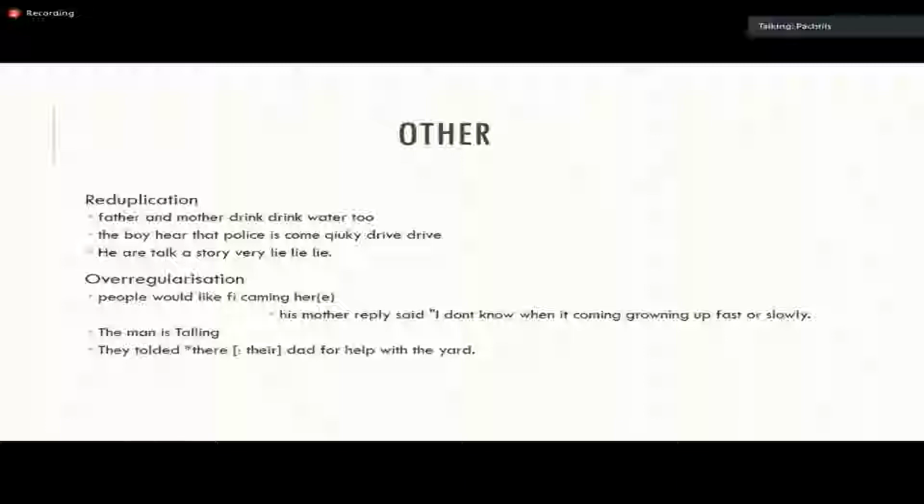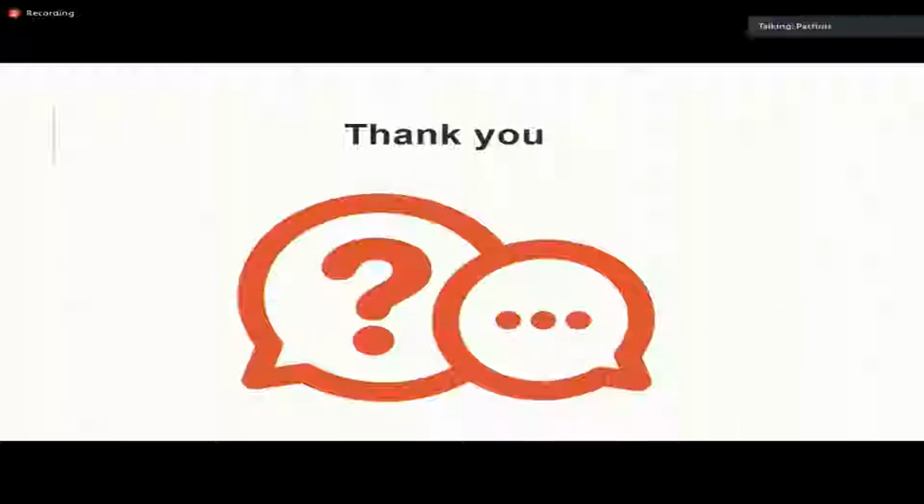"The man is taunting" was the only instance I saw where they added -ing to a root that could not take it and produce "taunting," which I'm not quite sure how to interpret. And I had previously mentioned the toilet example.